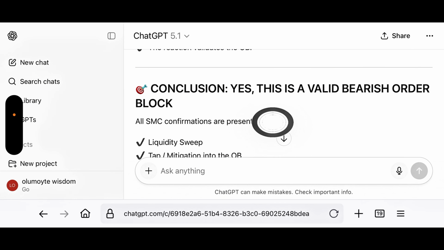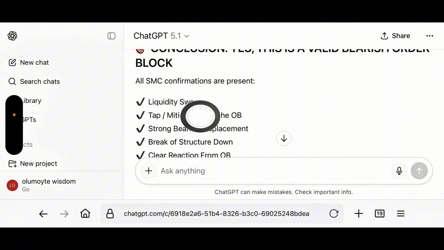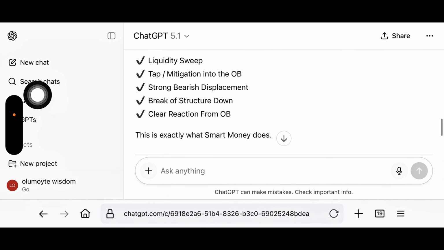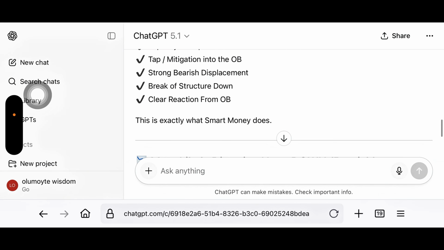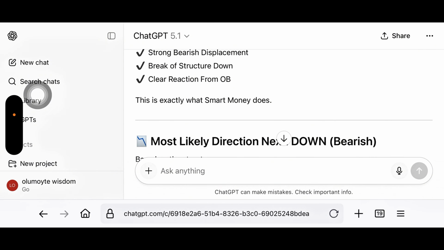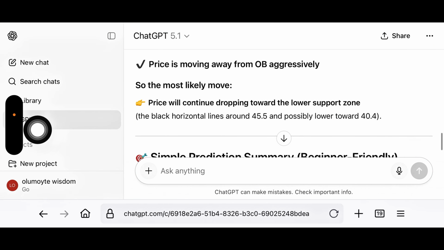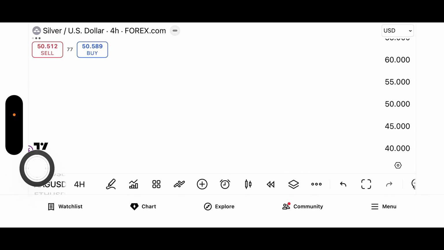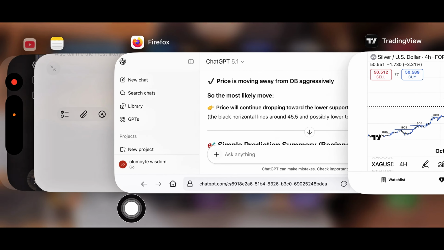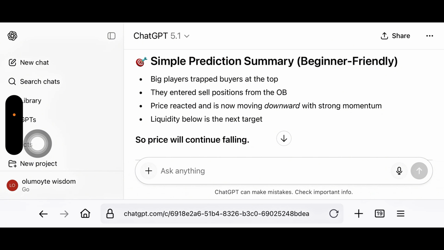You understand? Conclusion: yes, this is a valid bearish order block. All smart money concepts are present: liquidity, strong bearish displacement, break of structure down, clear reaction from the order block. Most likely direction is down. So you can see price is going to continue dropping towards the lower support zone, which we've mapped out already on the chart. These are support zones, so you don't need to panic. You have AI in your pocket doing the heavy lifting for you. Your confidence skyrockets, stress disappears, and your accuracy becomes more insane with the help of AI.